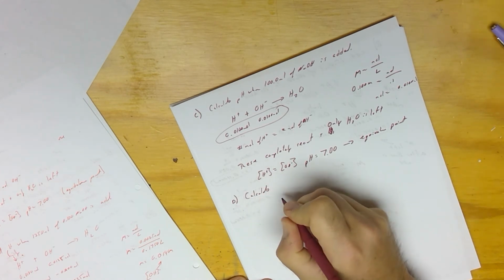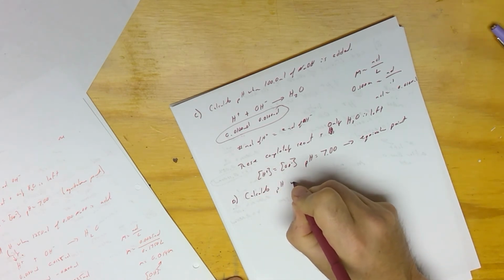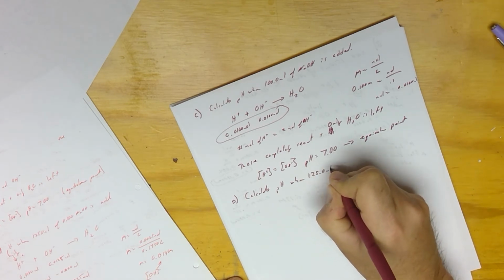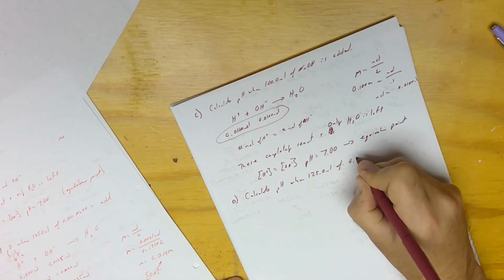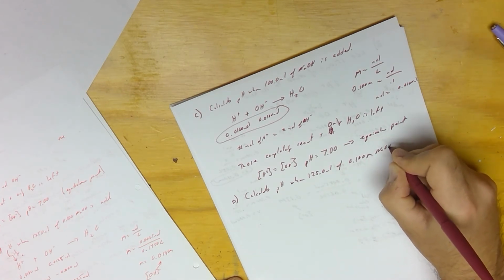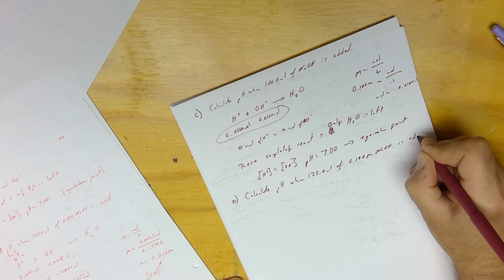Calculate the pH when 125.0 milliliters of 0.100 molar NaOH is added.